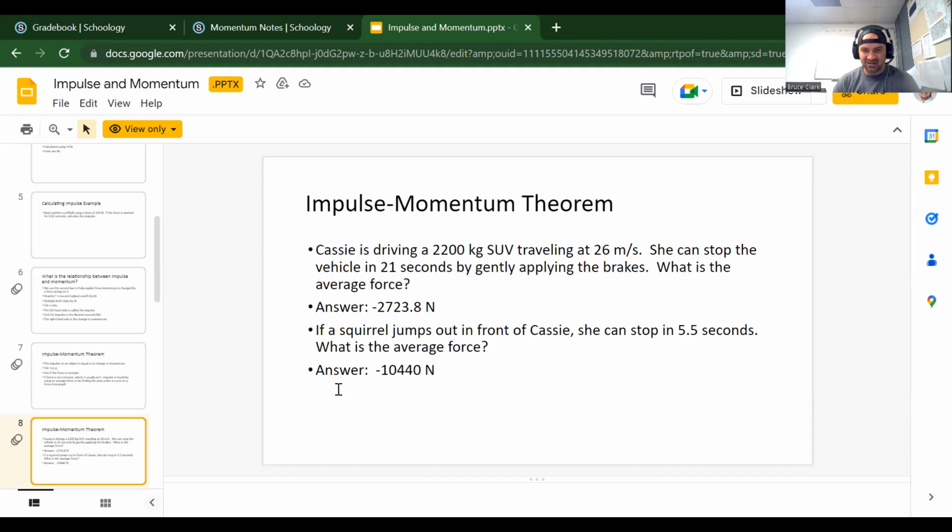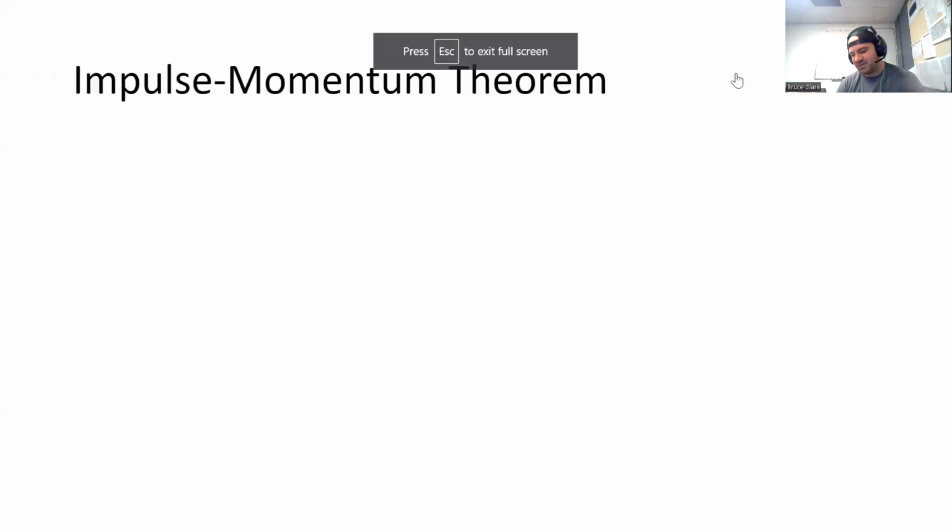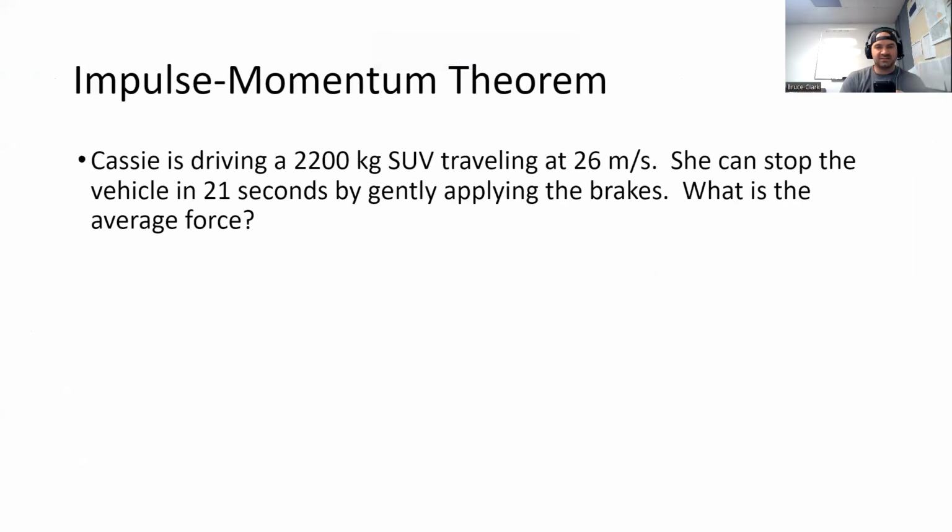Okay, so we're going to set the two sides equal to each other. 2,200 times 26, that car has a momentum of 57,200 kilogram meters per second. And we know that that momentum is going to equal the force times the change in time. She's going to slow down over 21 seconds, so we take that divided by 21 and we get 2,723 newtons, the force that she's applying on the brakes throughout that whole time.